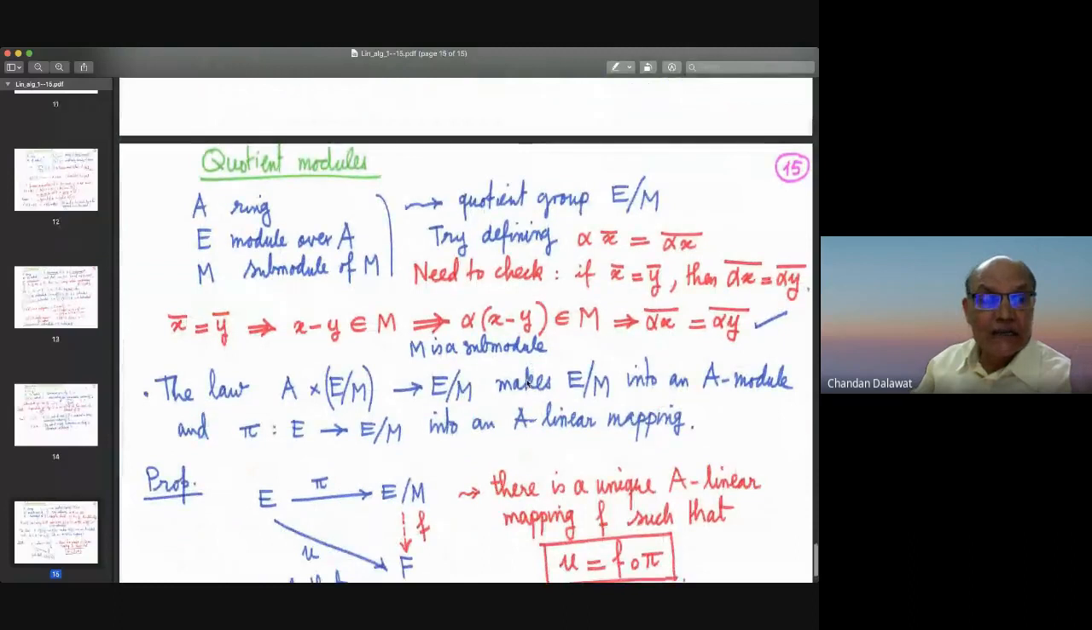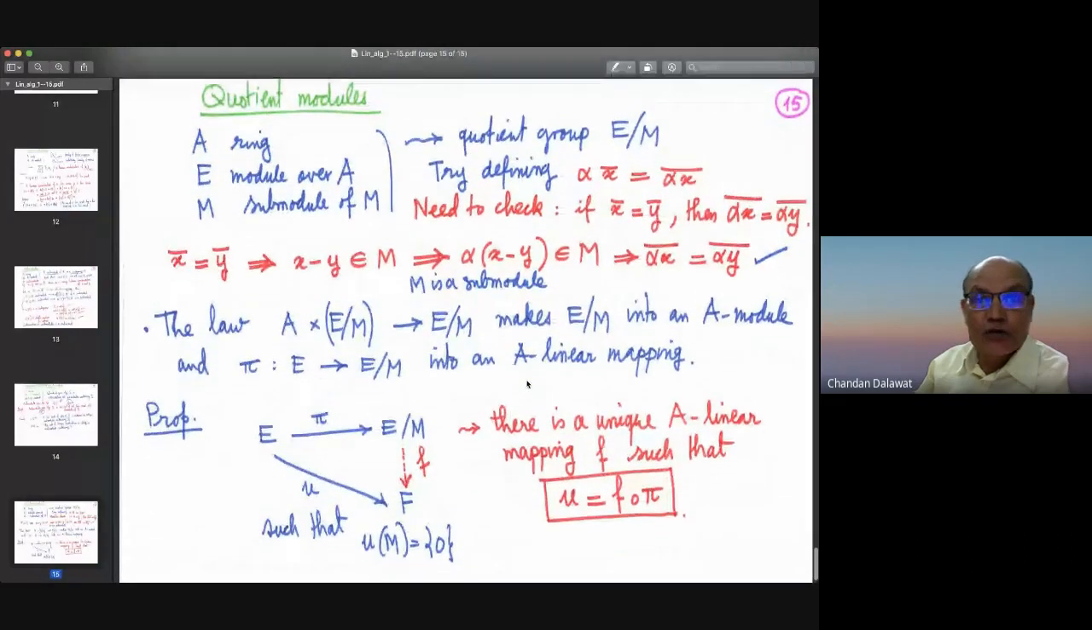And the final thing I want to introduce today is the notion of a quotient module, which is when you have a module and a submodule, then of course you can form the quotient group, because this module E is in particular a group and this M is in particular a subgroup. So you can form the quotient group E modulo M. But this quotient group, which is commutative of course, can be made into an A module in a very natural manner. What do I mean by that?